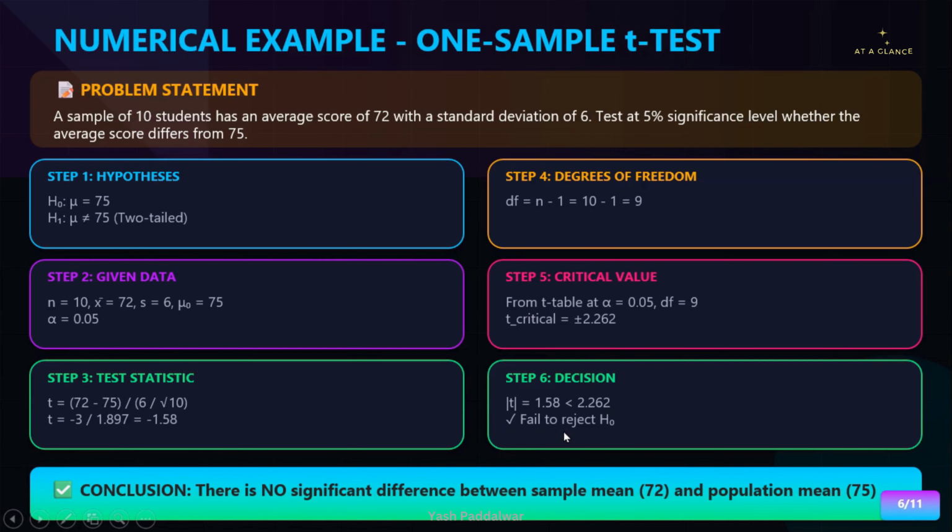That means we are accepting the null hypothesis, which means that there is no significant difference between your sample mean and the population mean 75. So this is how you should be executing your t-test. By this example, I hope you have understood the entire concept of t-test and its numerical. Following the same steps, we can solve any kind of problem, may it be one sample t-test, paired t-test, or independent t-test. So I hope one sample t-test is clear to you all.